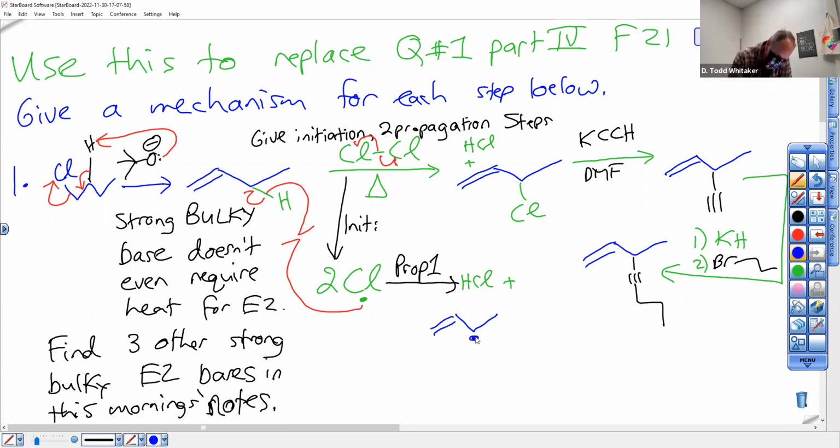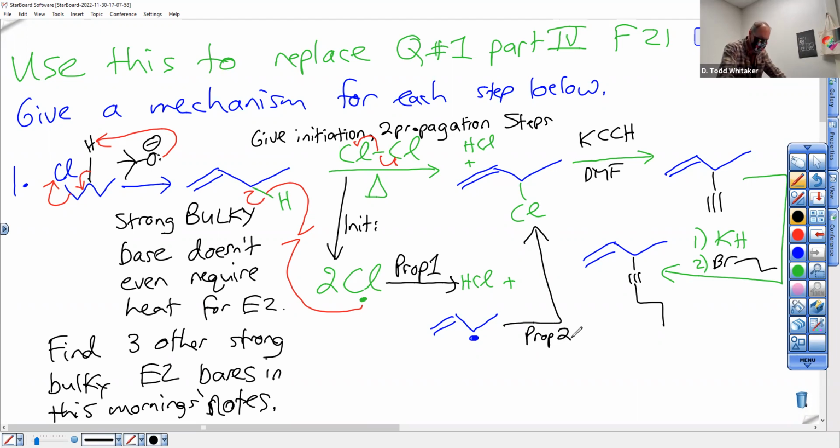And prop 2, what reacts with the radical to make the allylic chloride? Cl. That's a termination step. You would lose a point. Radicals reacting with radicals are not propagation steps. Those are termination steps. I don't want them.